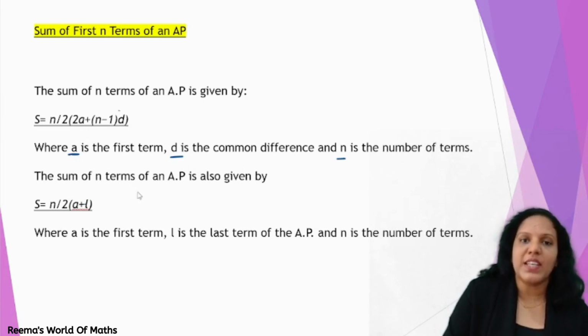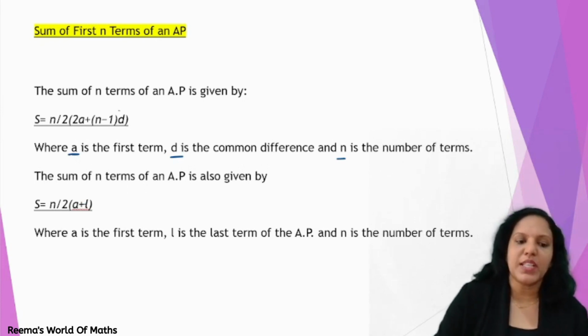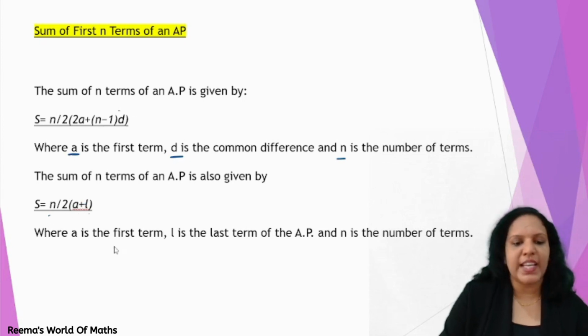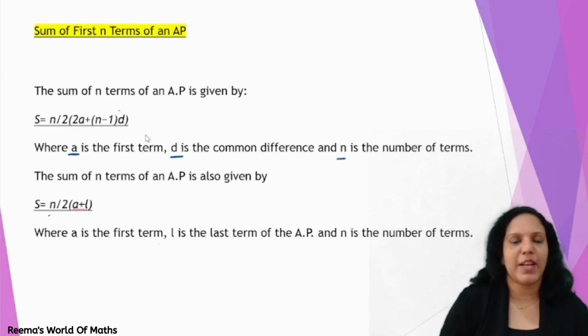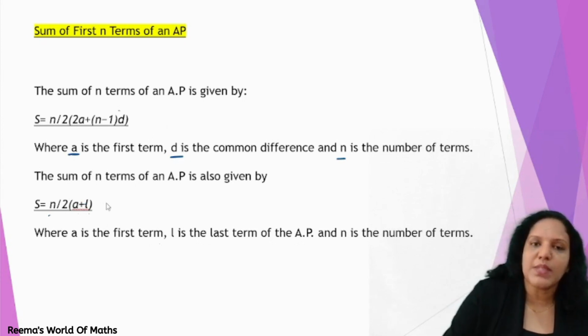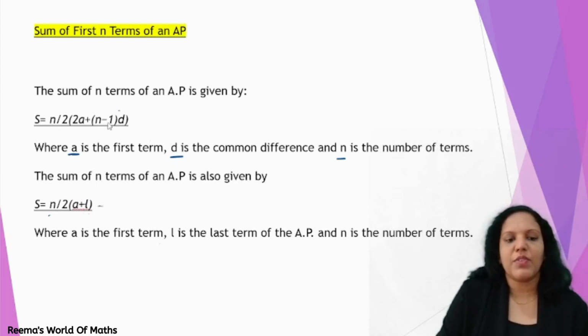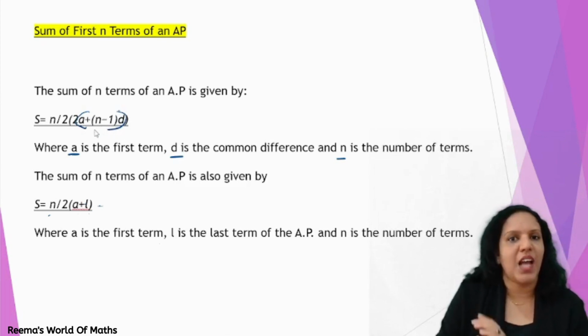Also, if we are given the last term of an AP, we can find the sum by using another formula, which is S equals n by 2 multiplied by a plus l, where a is the first term and l is the last term. We know the formula to find the last term of an AP, which is a plus n minus 1 into d. So if the last term is given, we can place that l, or we can place the formula a plus n minus 1 into d. So a plus n minus 1 into d is the formula to find the last term of an AP.